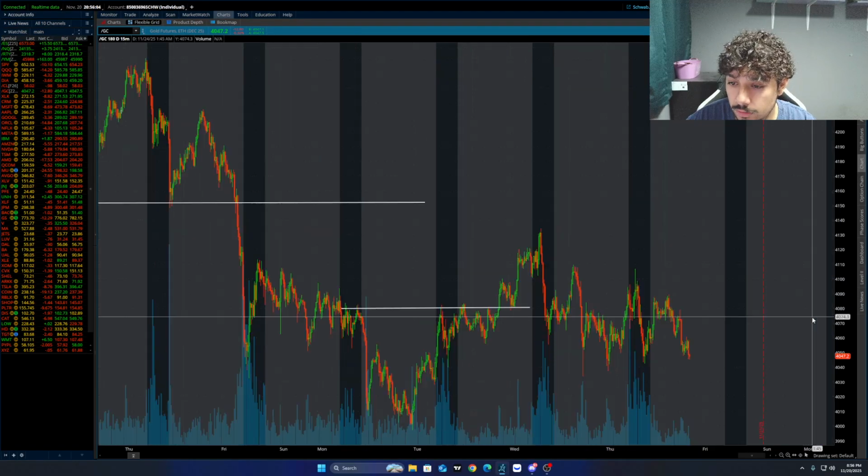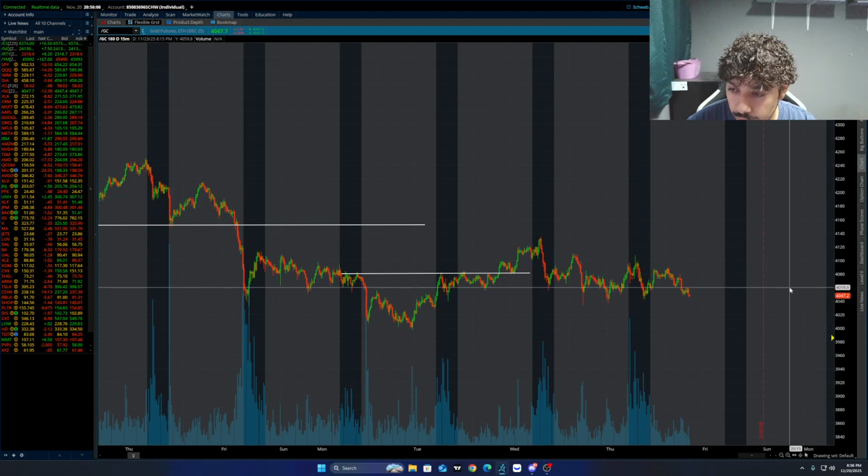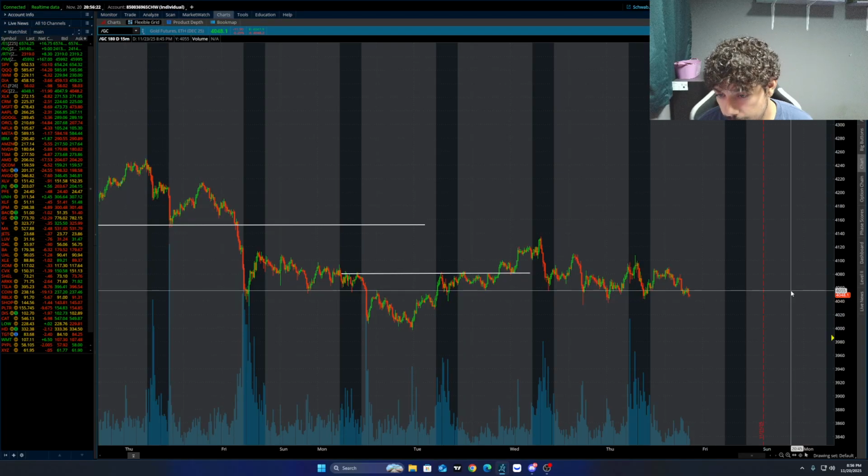Let's look at the 15 just to get a clearer view. 40.55, basically right there. Let's see. I'm not gonna get it perfect, but right there. Or right there, I guess. I don't know. I guess just call it there. Right there, good level. Most likely a short.